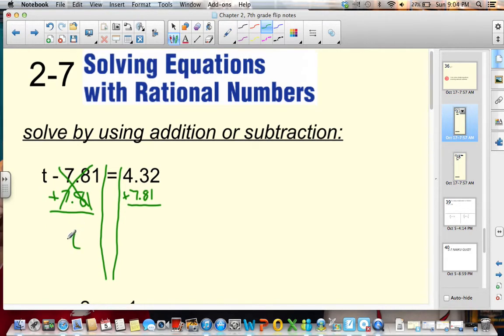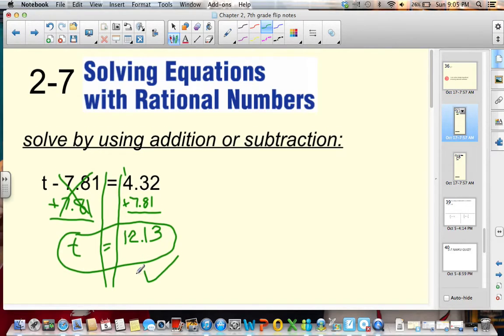So then I have t equals, and then we can add. 2 plus 1 is 3. 3 plus 8 is 11. Carry my 1 up there. 11 plus 1 is 12. And then bring down my decimal. So t equals 12.13. And then I think in my head and I check, well, if I put 12.13 in for t, 12.13 minus 7.81, does it equal 4.32? And if I check it on my calculator or in my head, I know that that's correct. So that's my right answer.